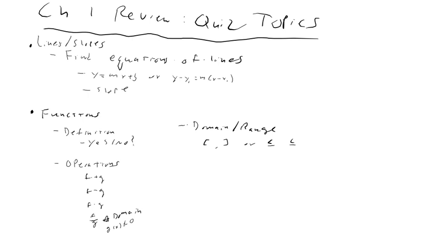So you have to tell me whether something is a function or not, using the definition. Operations, add, subtract, multiply, divide functions. You'll also have to find the domain and range of things. I also am going to want you to do composition. Composition of functions. That's f of g, or f circle g, right, and g of f.